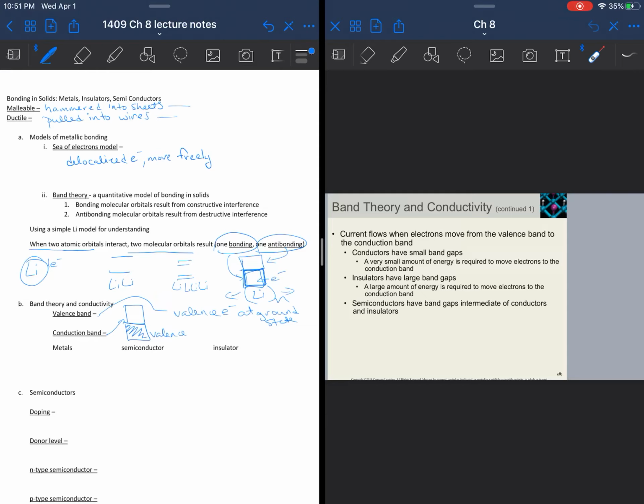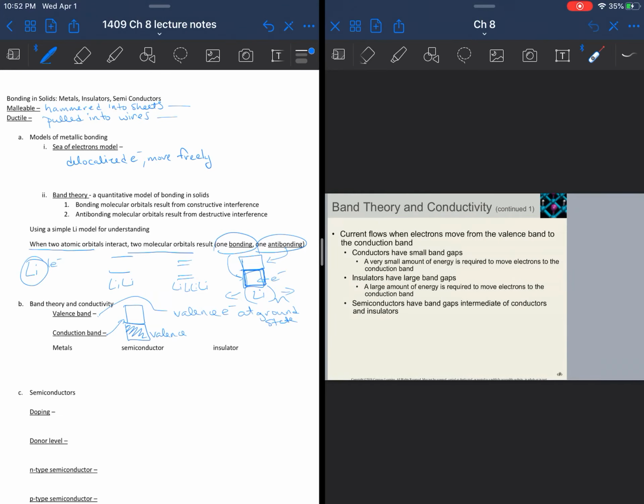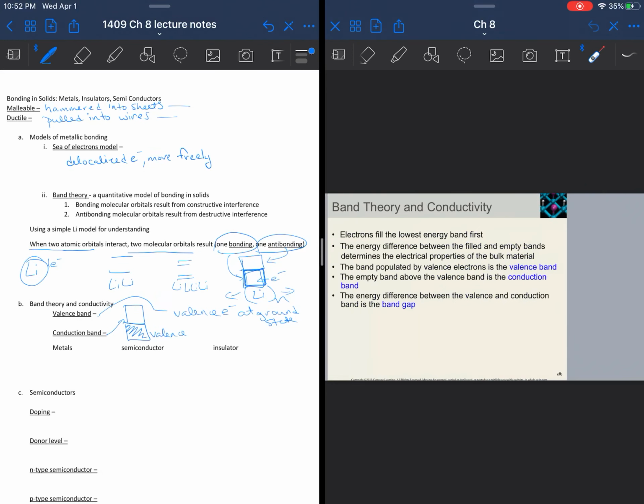Now, when we apply energy, for instance, an electrical current, some sort of energy to this and electrons get excited, they can go to an excited state. And for a conductor, for a metal, that next lowest energy level is just right there, right? They're very, very close. So that conduction band is the empty band where the excited electrons can go, right?